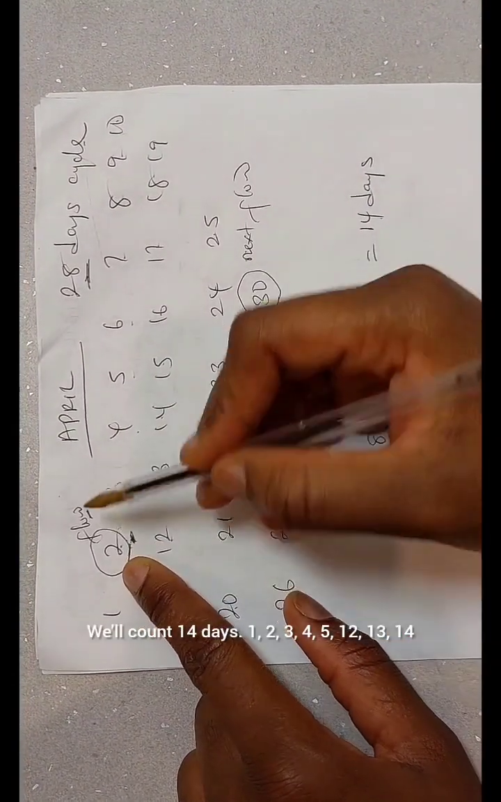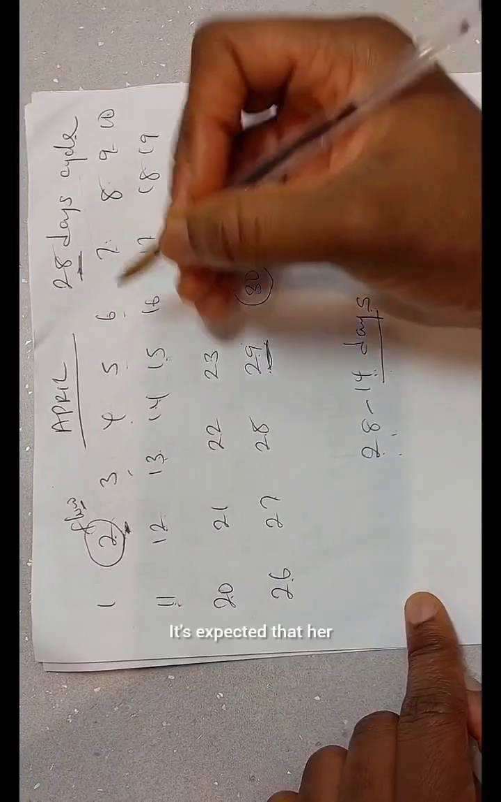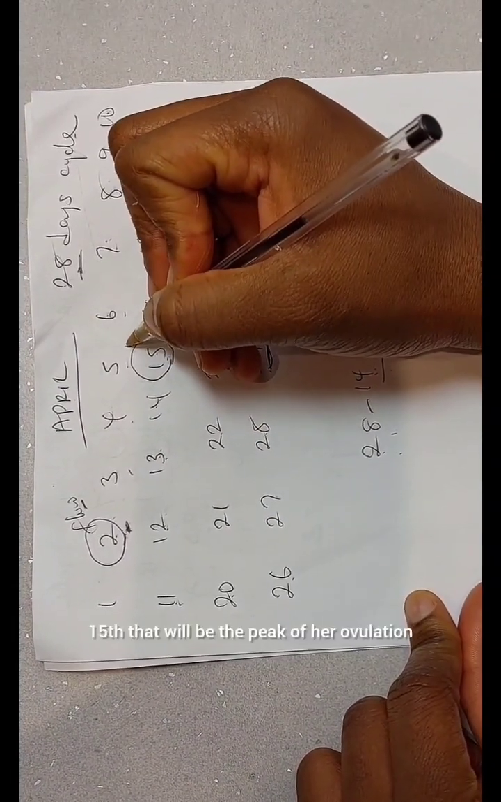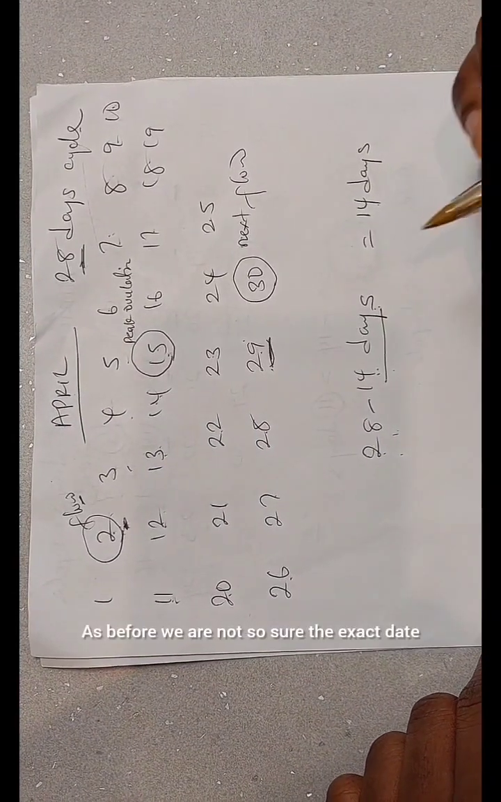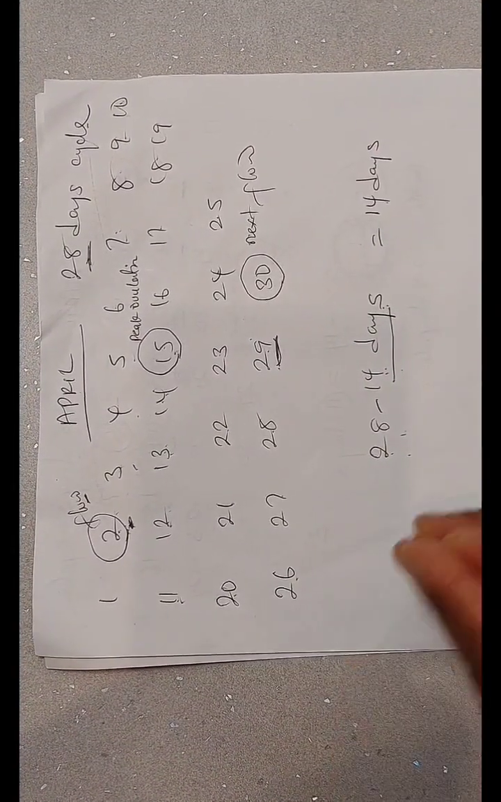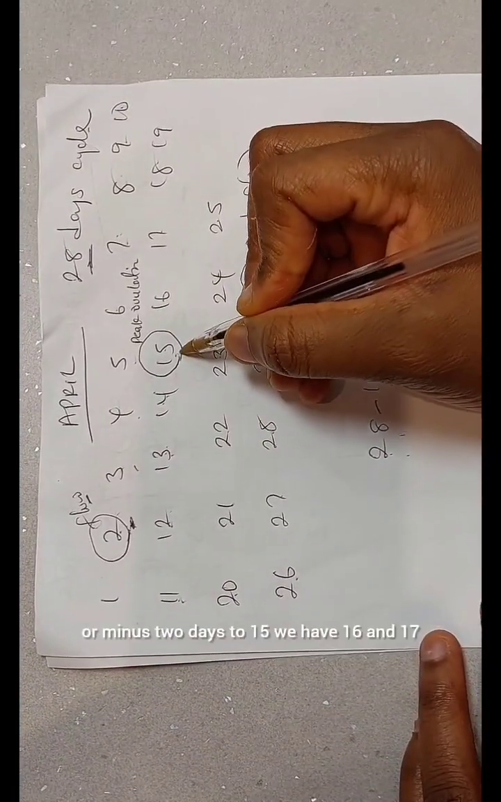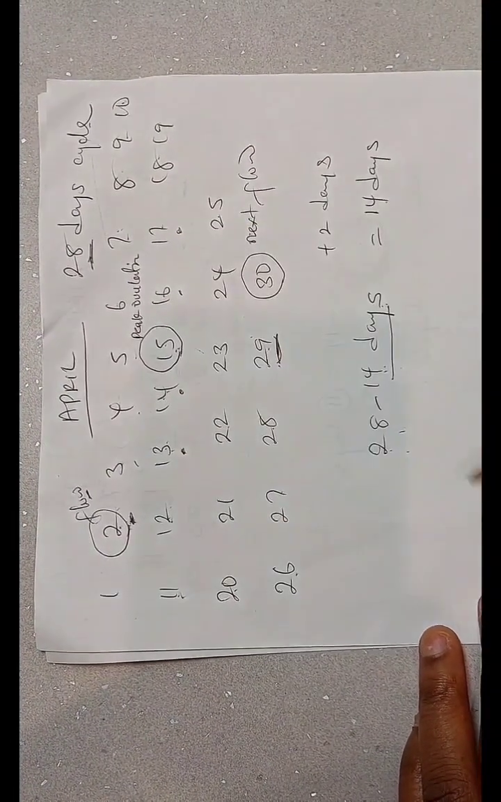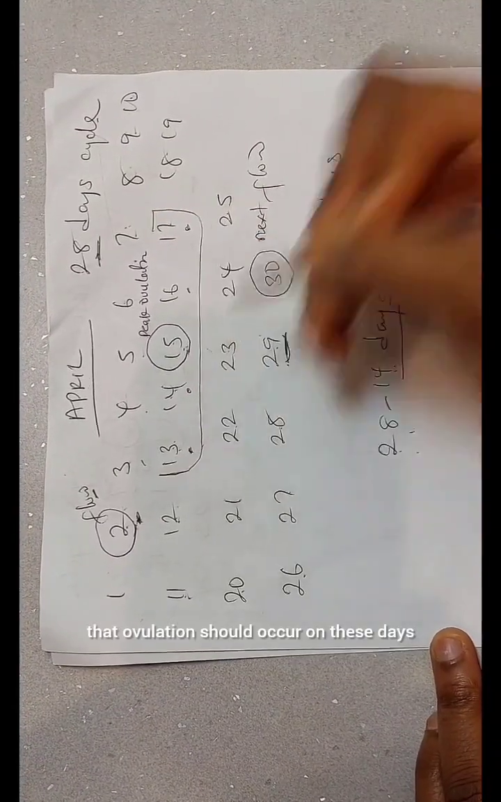We'll count 14 days. 1, 2, 3, 4, 5, 12, 13, 14. It's expected that her peak ovulation should occur on the 15th. That will be the peak of her ovulation. As before, we are not so sure of the exact date that ovulation will occur because anything can make ovulation either faster or slower. So we add plus or minus 2 days. When we add plus or minus 2 days to 15, we have 16 and 17, and we have 14 and 13. Ovulation is expected to occur on these days.